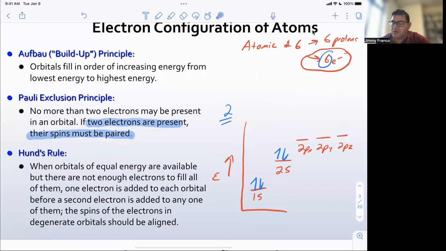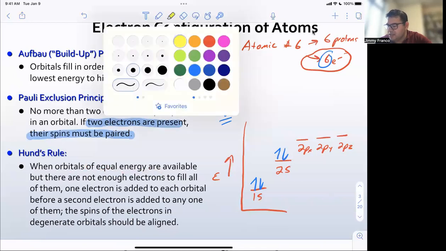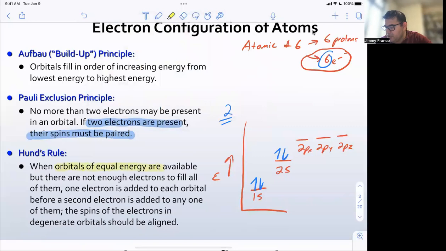the other ones empty. So this last rule tells us that if the orbitals are of an equal energy, so let me highlight this because this is an important thing. If the orbitals are of an equal energy, then what we want to do is add 1 to each of the orbitals before any of them get a second electron. Okay. So all this is telling me is that if there's several at the exact same level, we're going to put 1 in each of the orbitals before we start pairing them up. So this would be our electron configuration for carbon.